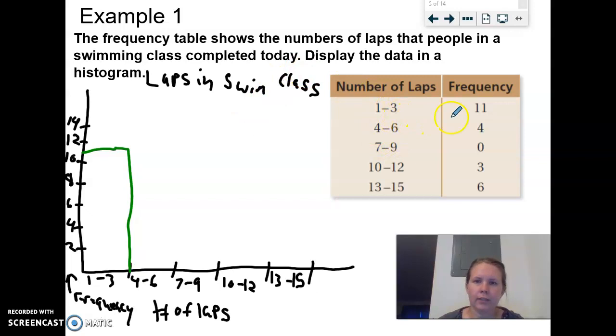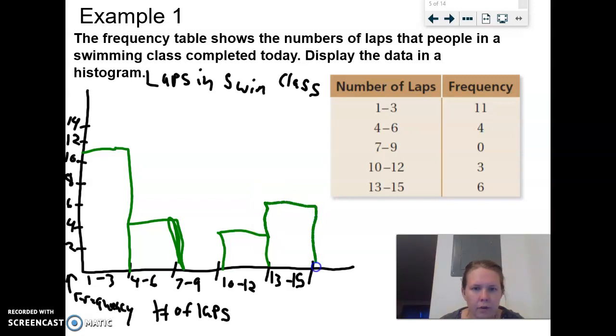So then I go from 4 to 6, that's 4. So I'm going to find my 4, bring it over, down. Again, I'm trying to be as straight as I can. Sometimes it's a little hard on here. From 7 to 9, it's 0, so I don't even have to add anything. This is where I would have a gap, and that's okay. From 10 to 12, I have 3, so that's going to be in between that 2 and that 4. And then 13 to 15 is 6. So I'm going to bring this up to about 6.